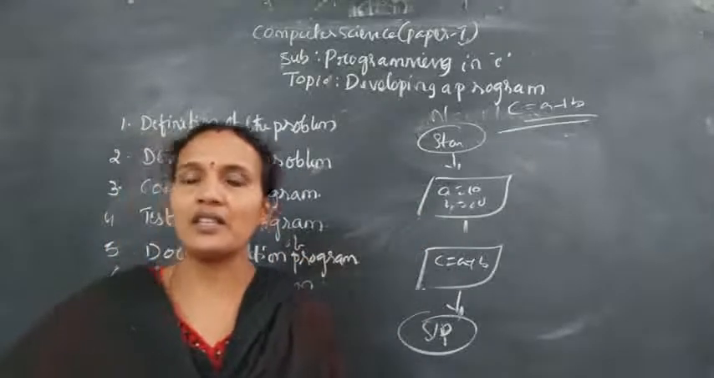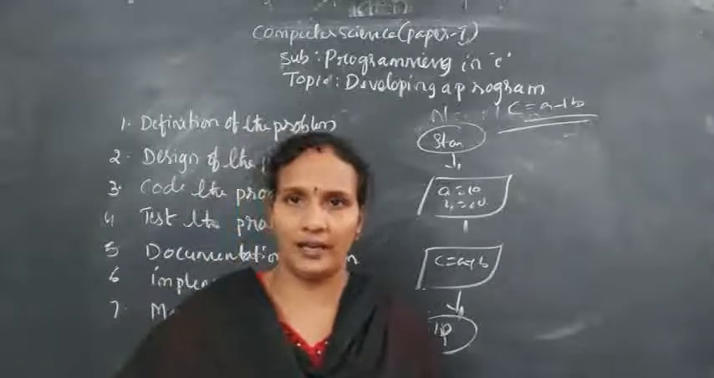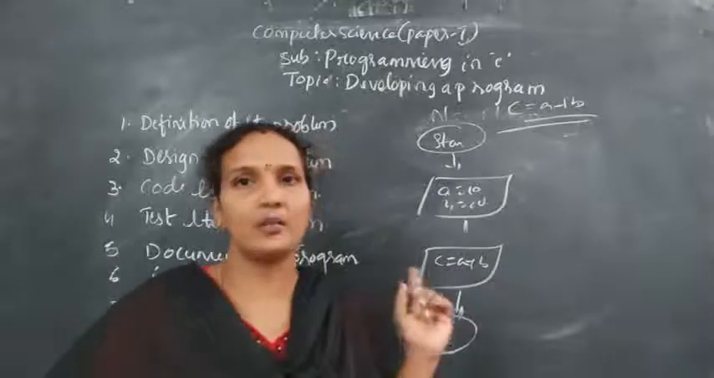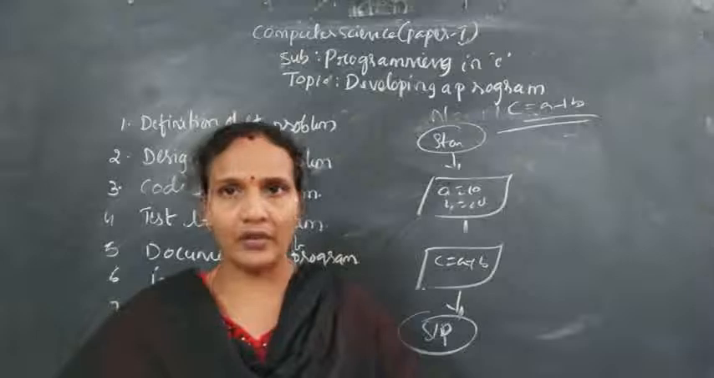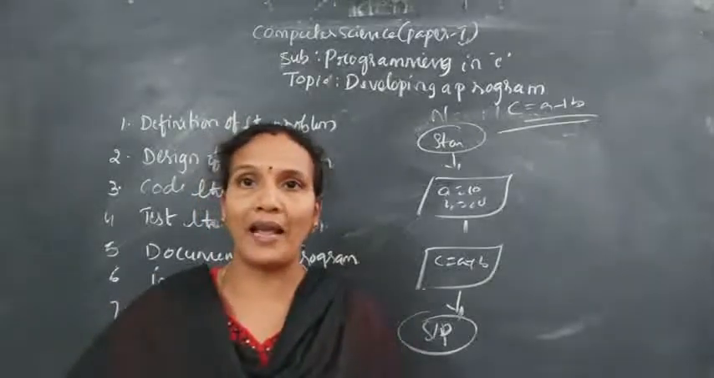See, example, you are constructing a building. When you are constructing a building, actually how do you want the building? First we will give the information, that is nothing but the definition of the problem. After giving a requirement, after gathering the requirement, what we'll do, we'll design the plan for the building.